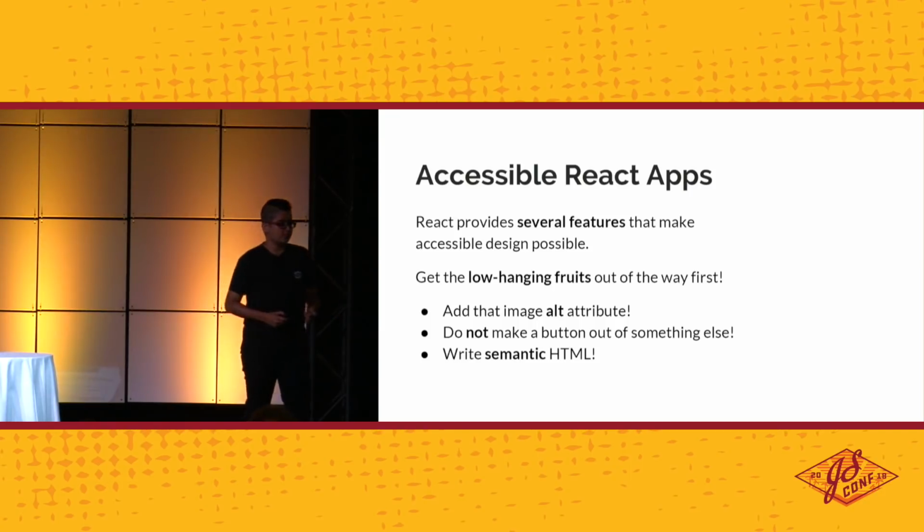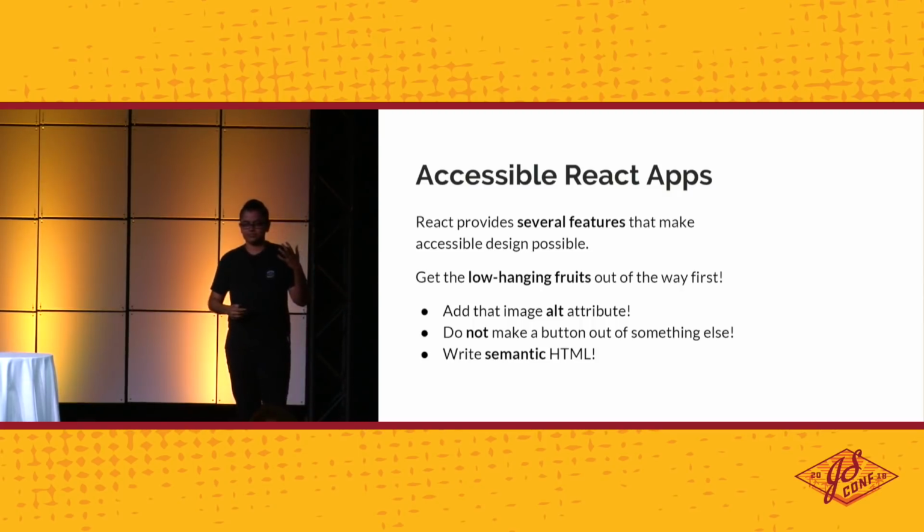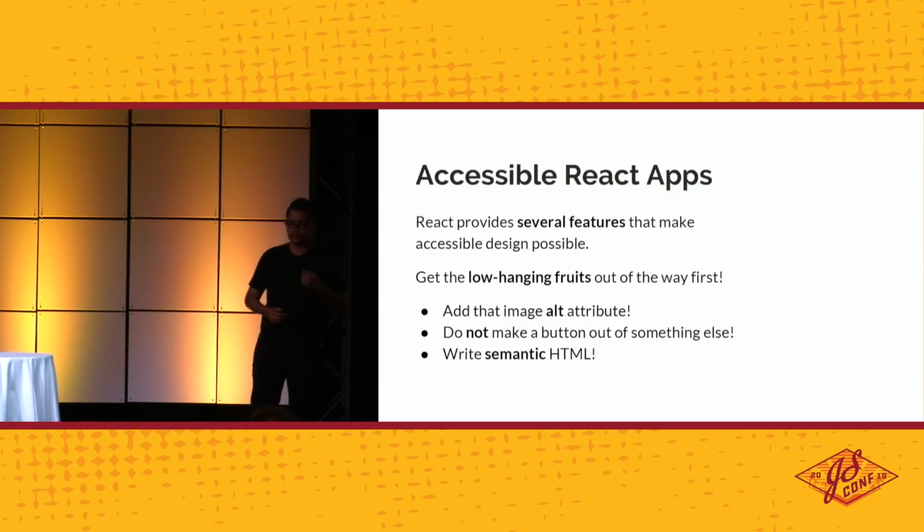First of all, before we begin on that, we need to make sure that we get the low-hanging fruit out of the way first. If you need to show an image, make sure that it has an alt attribute. Alt attributes are important to screen readers.